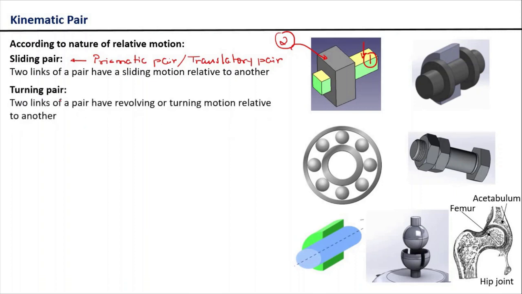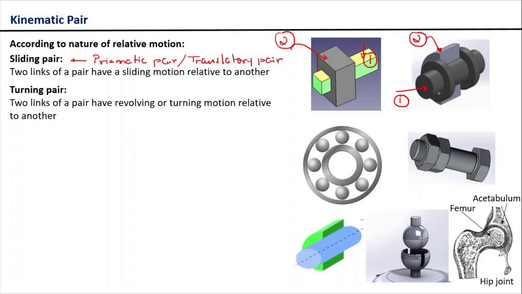Now turning pair. In this turning pair, the two links of the kinematic pair will have a revolving or turning motion relative to each other. Let's take one example of a turning pair. You can see here you have a collared shaft, which is enclosed inside a cylinder. Now this collared shaft you can consider as link 1, and this hollow cylinder you can consider as link 2.